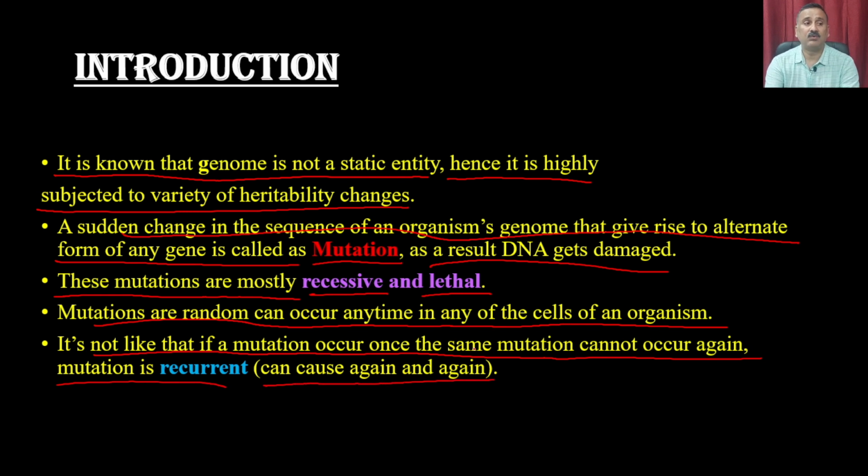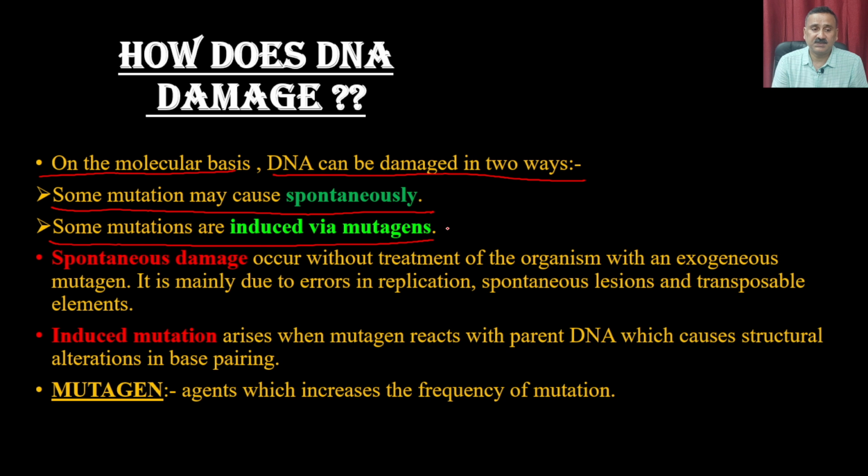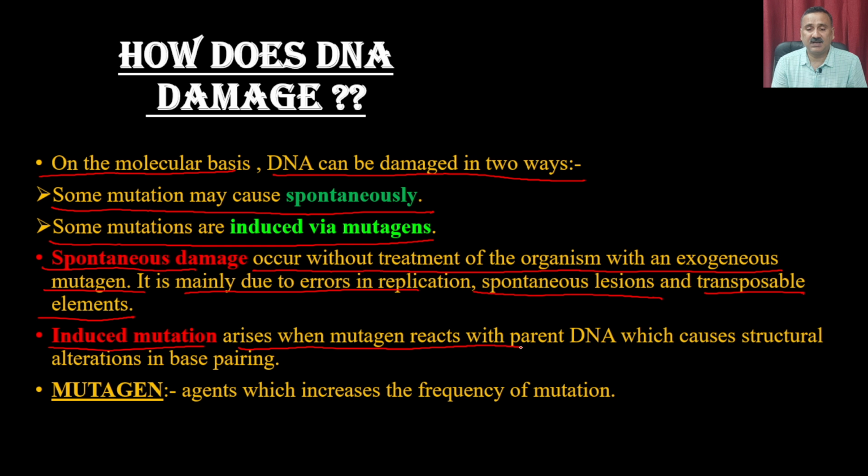The question comes: how does DNA damage happen? On a molecular basis, DNA can be damaged in two ways. Some mutations occur spontaneously, and some mutations are induced by mutagens. Spontaneous damage occurs without treatment of the organism with an exogenous mutagen. It is mainly due to errors in replication, spontaneous lesions and transposable elements. Whereas induced mutations arise when a mutagen reacts with the parent DNA, which causes structural alteration in base pairing.